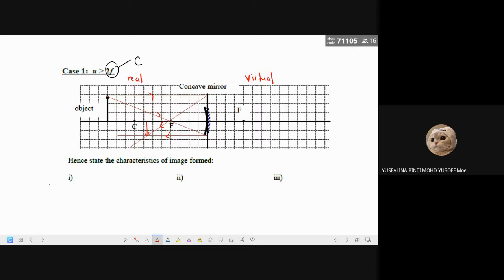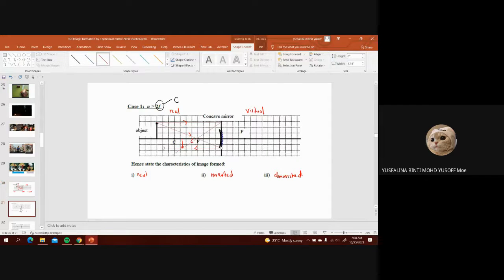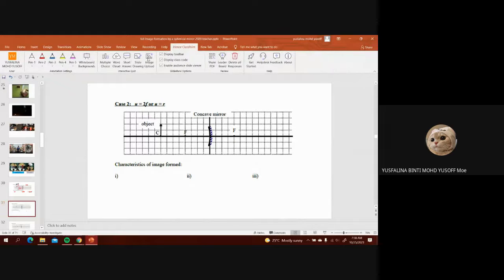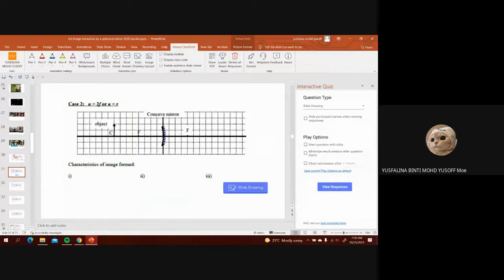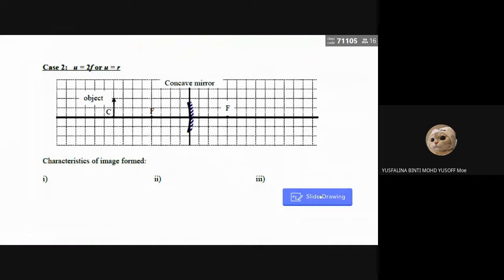So for this one, it is real and inverted. You can see the size of the image here is smaller, right? This one is 3 units, this one is only 1.5, so it will be diminished. And this is how you draw for the concave mirror. Remember, from this one it goes to F, then another one passes through F, then just goes straight. So this is the image that they form. For this example, I want you to draw and state the characteristics of the image. It's the same as I just taught you.